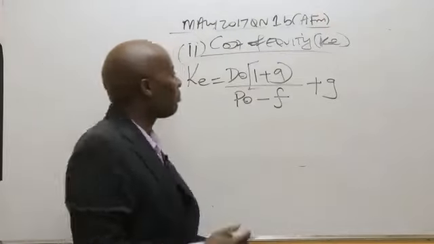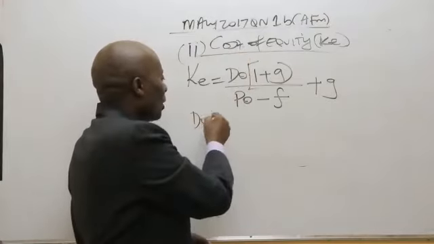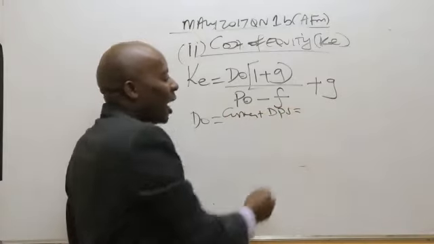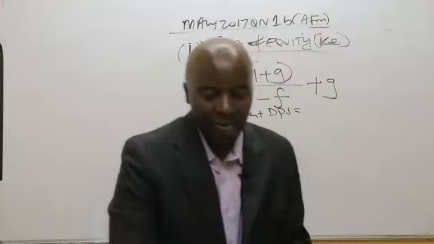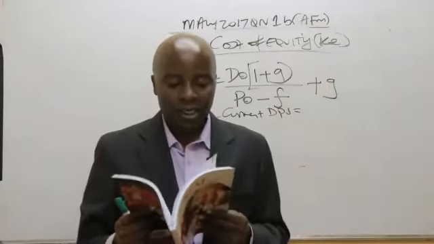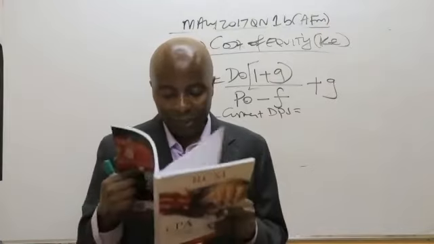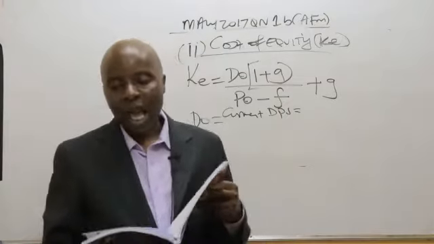So our KE is cost of equity. DO is the current dividends per share, which this question has been able to capture very well. The current dividends per share, ladies and gentlemen, is on paragraph 3 after the second table.